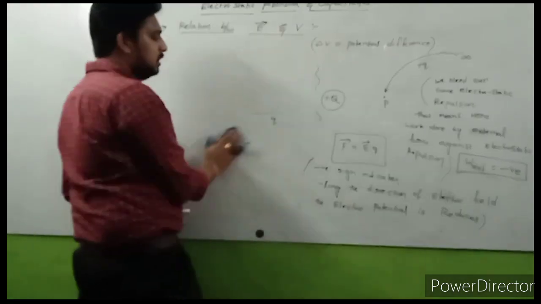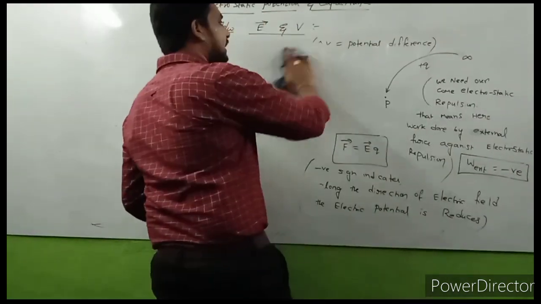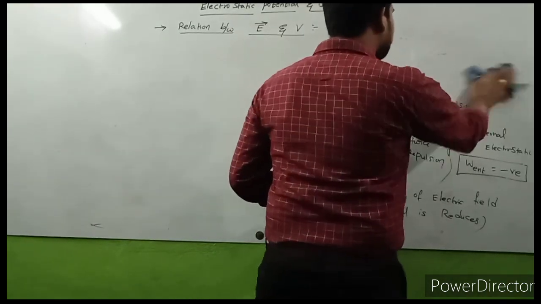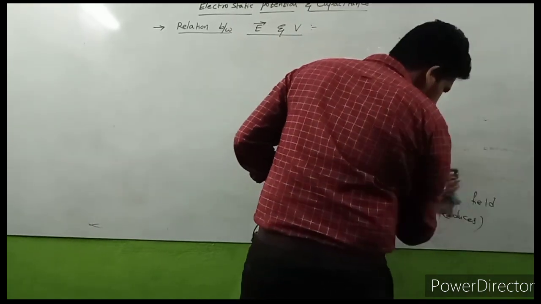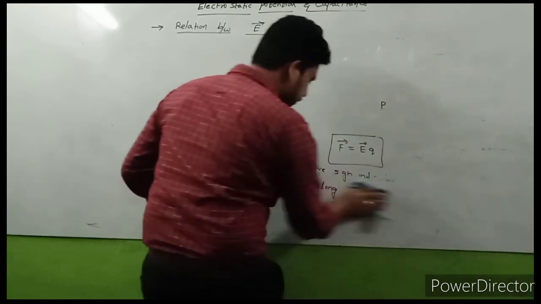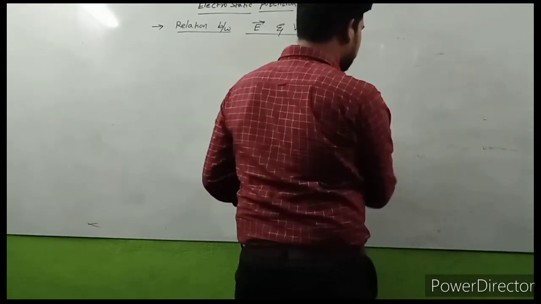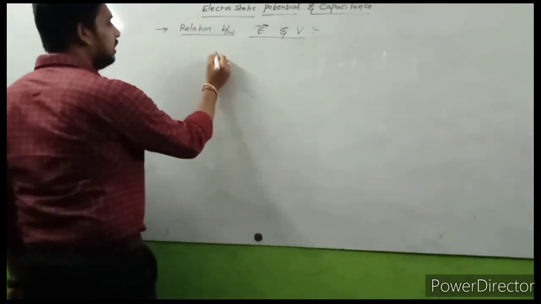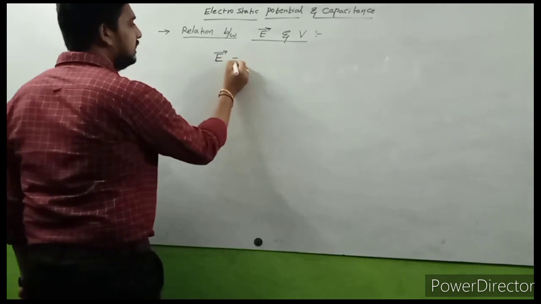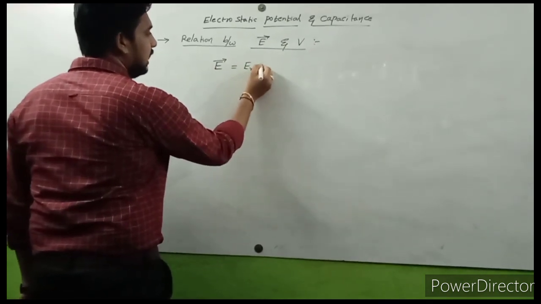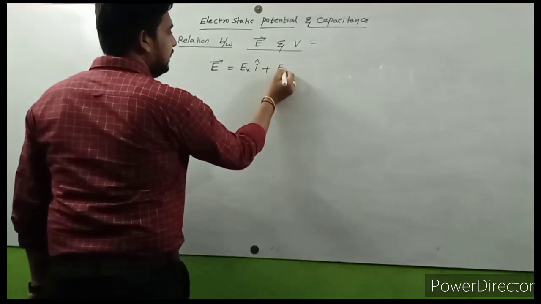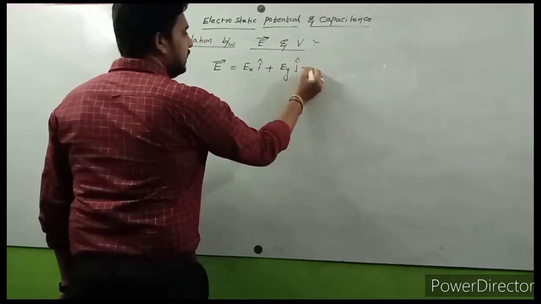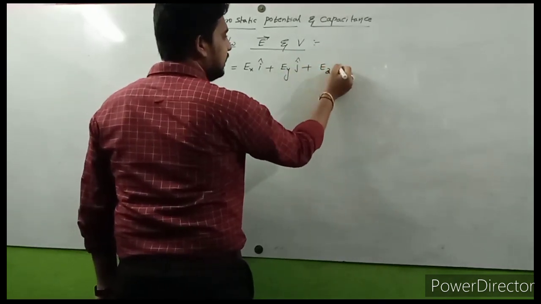I already told, V is equal to integral E bar dot dr bar. Integral E bar dot dr bar. Am I right? So generally, E bar is a vector. You consider how we can indicate it: Ex i cap, Ey j cap, Ez k cap.